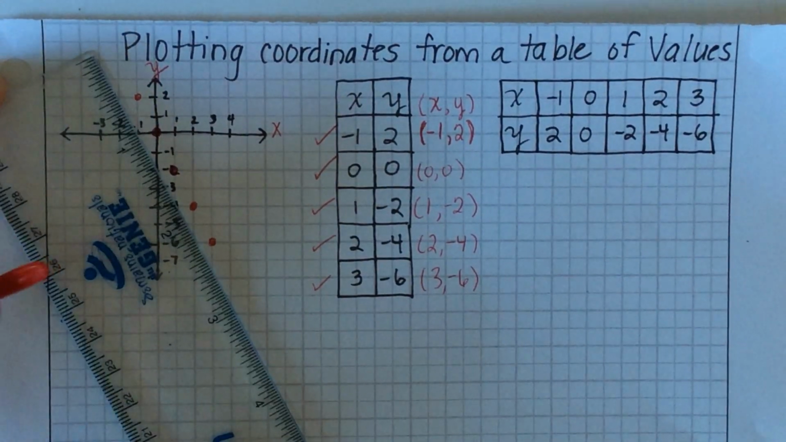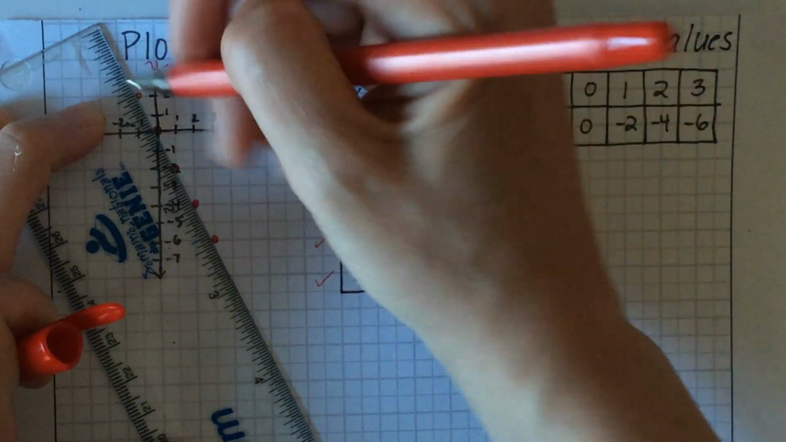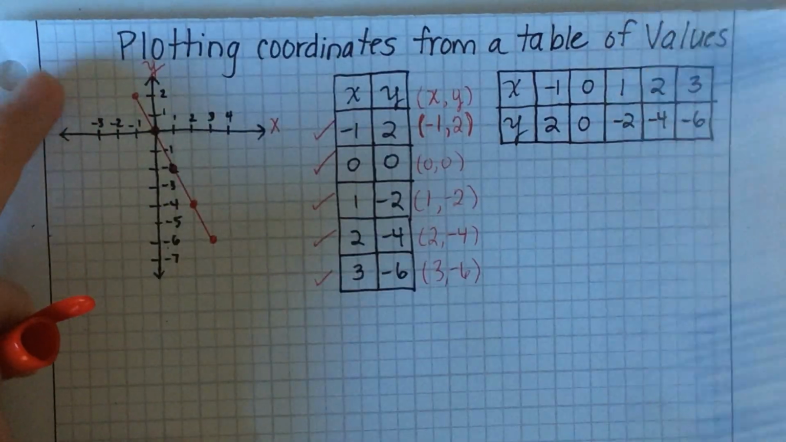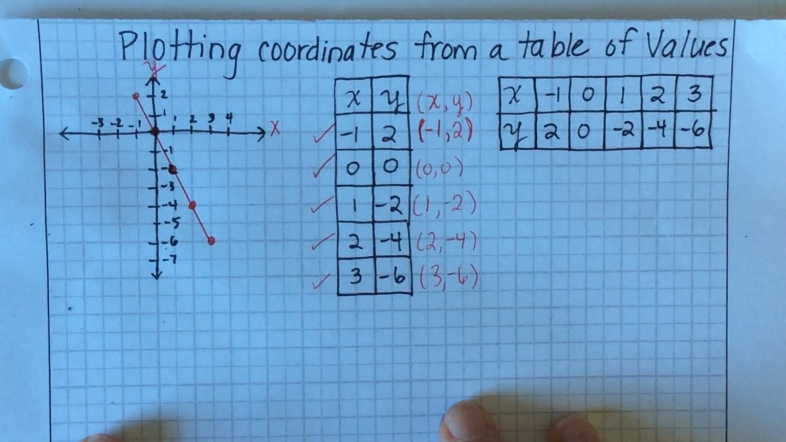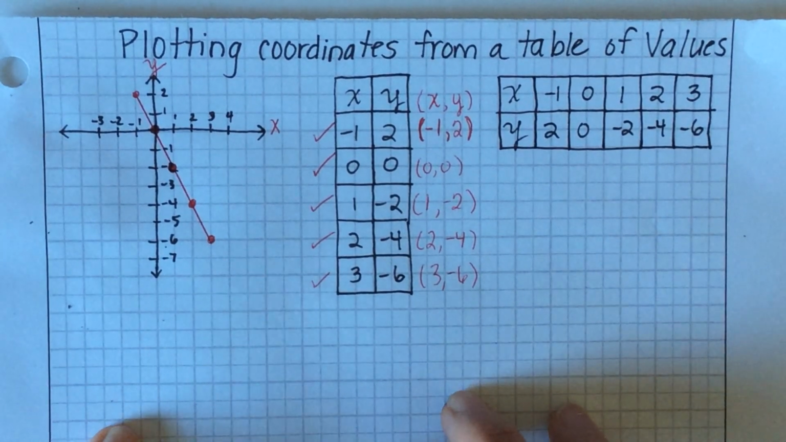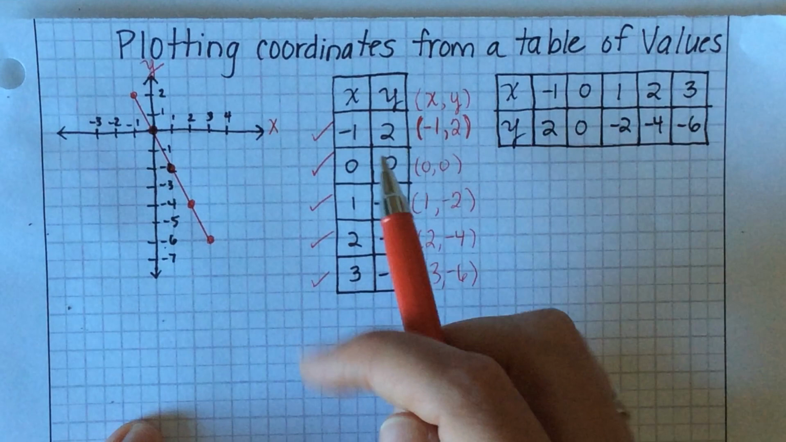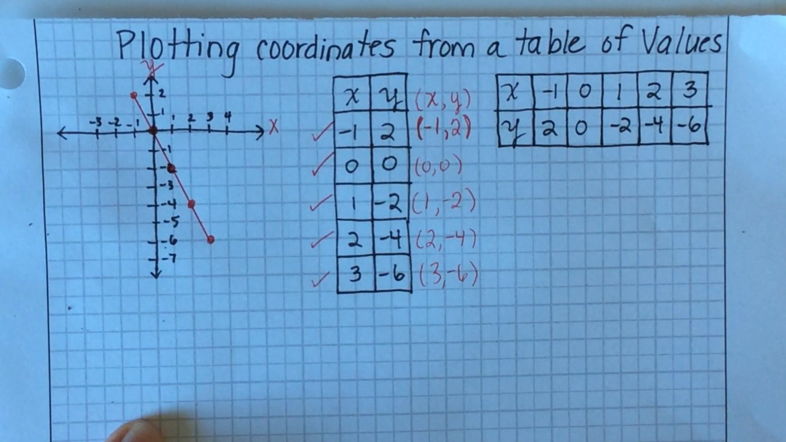Now you can connect these points using a ruler, and you'll see that they actually form a straight line, because this is a linear relationship. Okay, so that's a table of values. It shows you different ordered pairs that you can plot onto a graph.